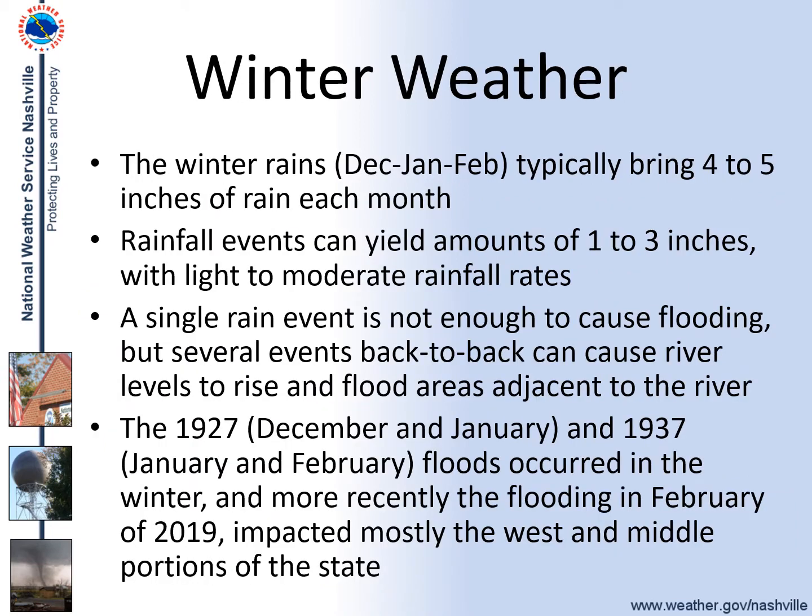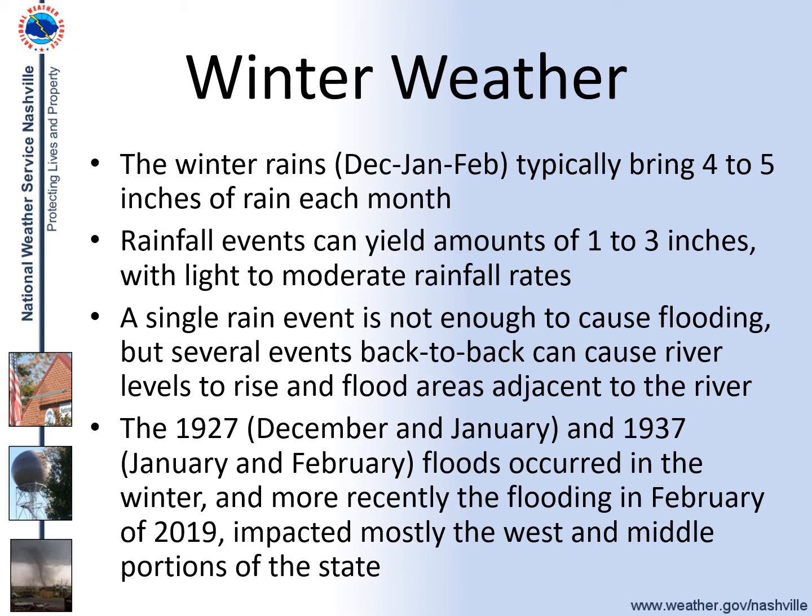Let's talk about our winter weather. Winter is typically rainy across the state, with about 4 to 5 inches of rain falling each month from December to January. Winter rains can begin in November and persist into March, depending on the weather pattern. Some of the bigger rain events in winter can bring a few inches of rain in some areas, but most places see significantly lesser amounts that do not lead to flooding issues.